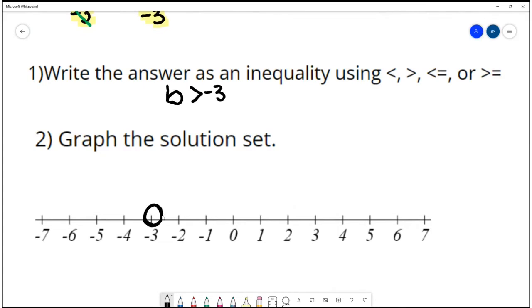The numbers that are greater than negative 3 are the numbers to the right of negative 3 on the number line. So we're going to shade the right-hand side of the number line. These are all the numbers that are greater than negative 3 and are part of our solution set.